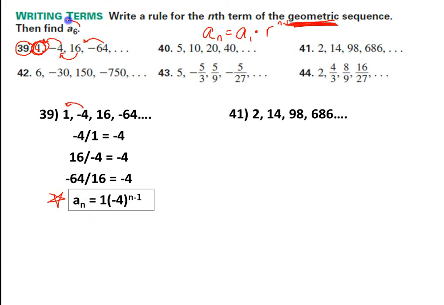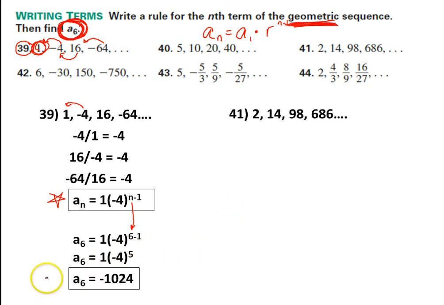Then the directions also want us to find a sub 6. Again, once you have the rule, this is easy. They want a sub 6, so take n and plug in 6. I want to know my sixth term. 6 minus 1 is 5. Negative 4 to the 5th times 1 is negative 1,024.